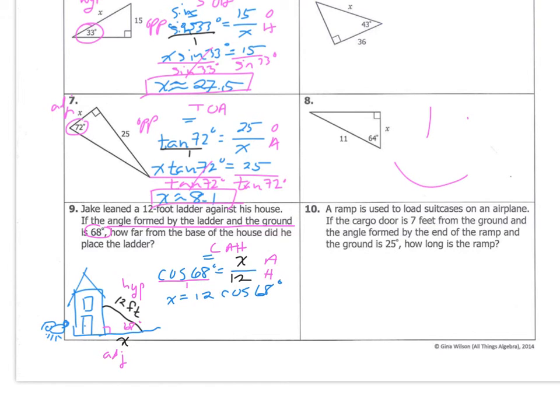And now all I have to do is put that into my calculator. Again, depending upon your calculator, depends on how you input it. So the calculator's in my classroom. You would put in 68 first, then hit cosine, then times 12, and then equals. And you are going to round that to approximately 4.5 feet.